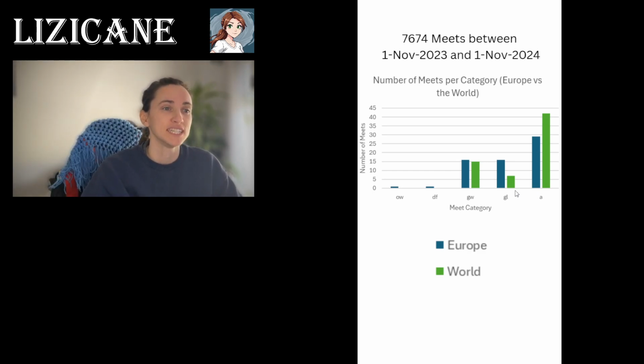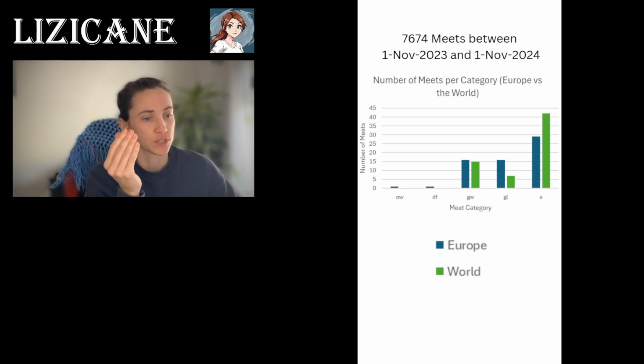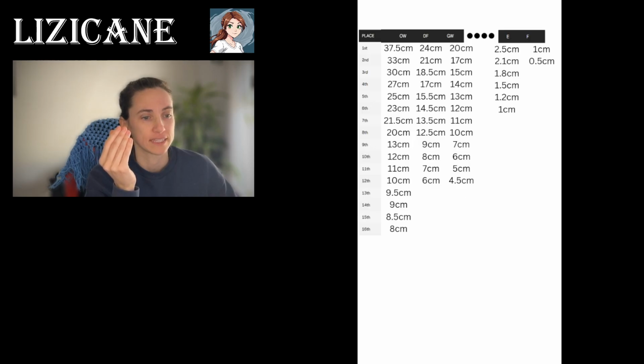Okay, so GL, right? Same thing here. Europe is winning on the GL category. Europe has a slight lead on the GW, and again, there's only one in both of those. So Europe versus the world, I would say Europe wins significantly.